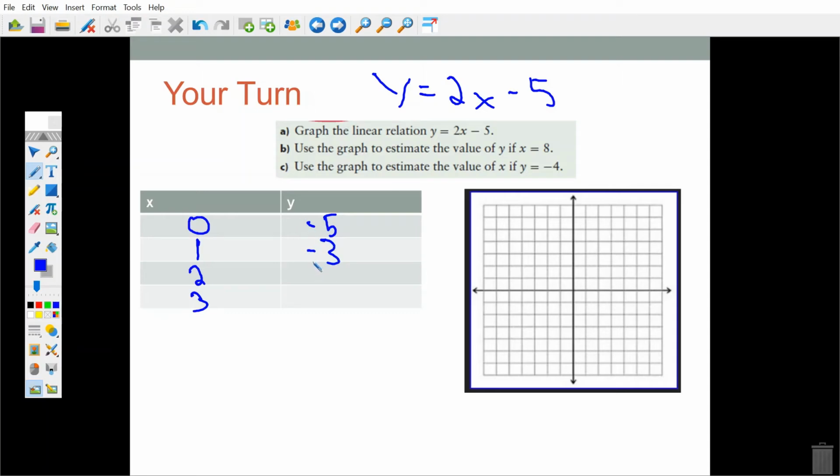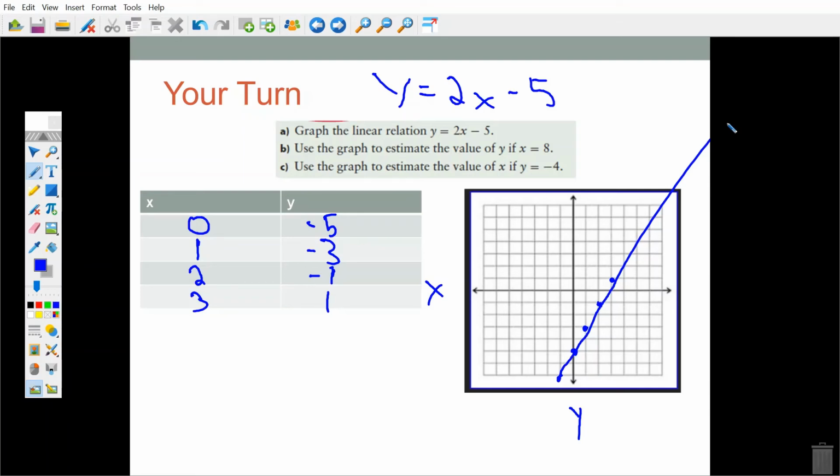Now you can see that it's going up by 2 every time. So we can fill these in. And there we have it. Now to graph this, x is horizontal, y is vertical. So the first dot is at x 0, y negative 5. X is 1, y is negative 3. X is 2, y is negative 1. X is 3, y is 1. We connect our dots, and our graph is finished. The line's not very straight, but I didn't use a ruler or anything.